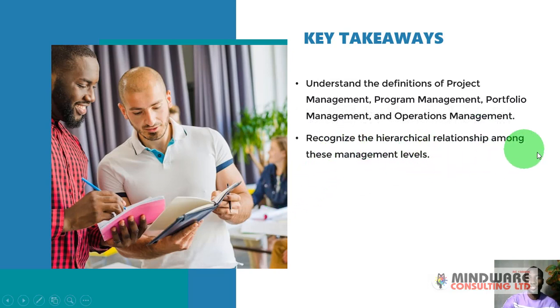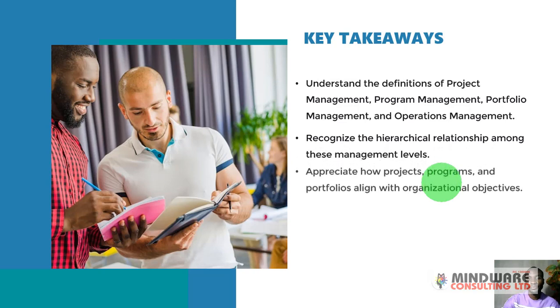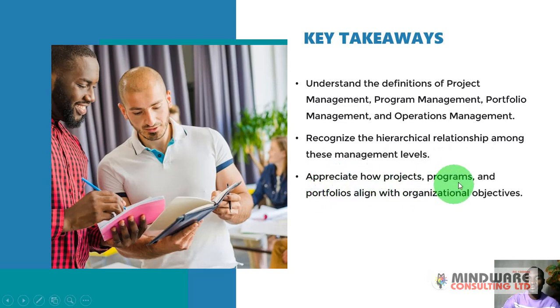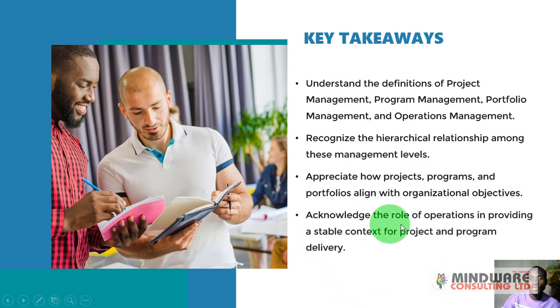We also recognize the hierarchical relationship among these management levels. Various projects make up the program, various programs make up the portfolio, and driving all this at different levels, you also have operations management. You now appreciate how projects, programs, and portfolios align with organizational objectives. At the strategic level, you have the organizational strategy, and cascading down the organization, you have portfolios, then programs, then projects, and driving all this, you have operations at different levels. You also acknowledge the role of operations in providing a stable context for project and program delivery, just like I've mentioned.